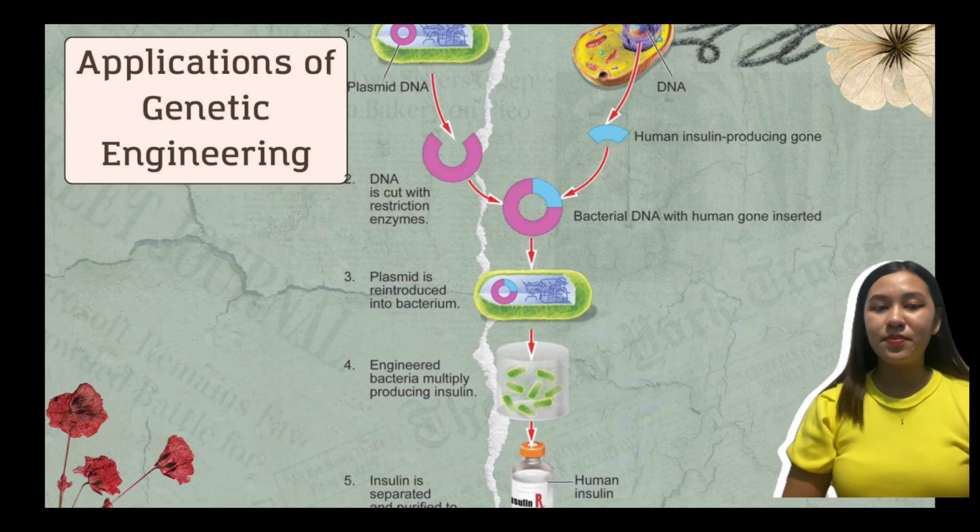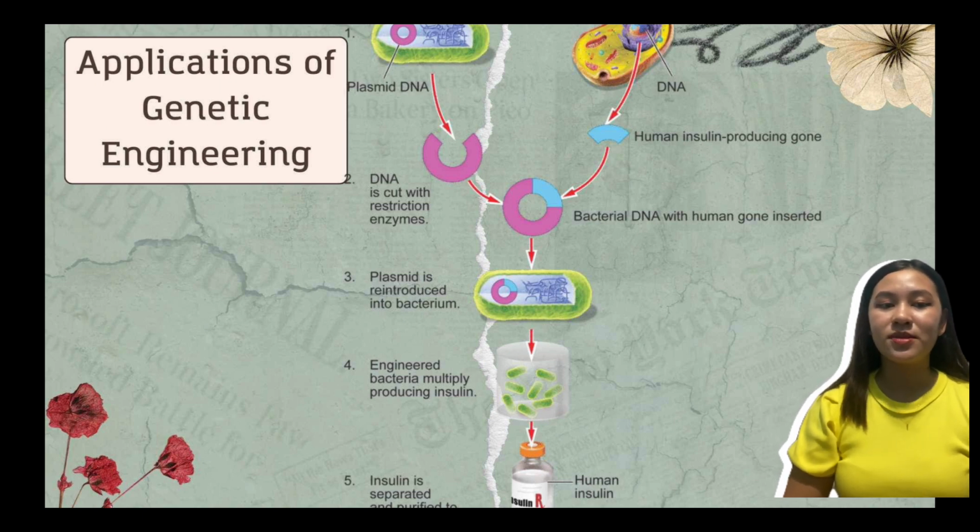Third is the plasmid is reintroduced into bacterium. Once the insulin gene has been inserted into the plasmid, the modified plasmid is reintroduced into a bacterium. This is often done using a process called transformation, where the bacteria are made to take up the plasmid from their surroundings. Fourth is the engineered bacteria multiply producing insulin.